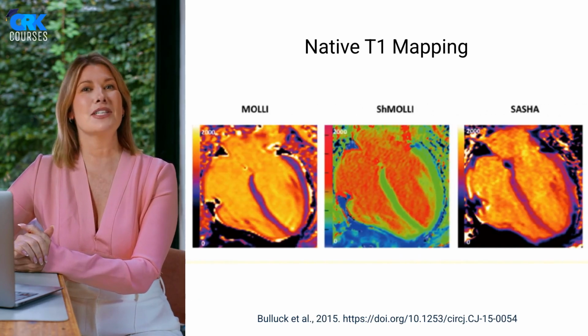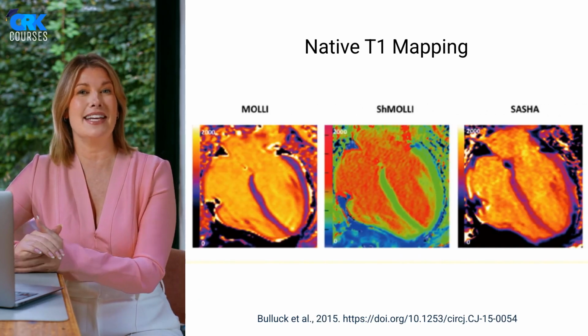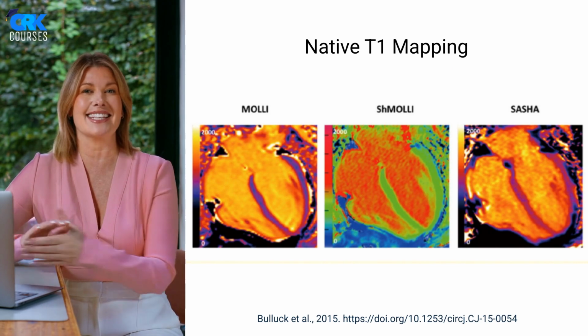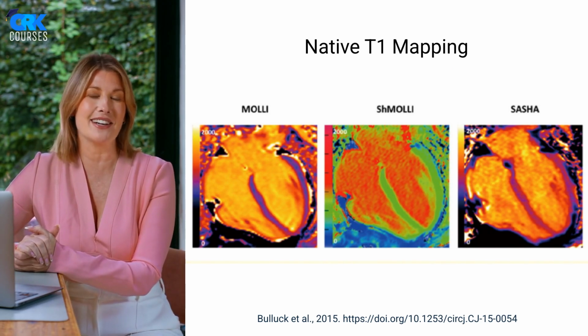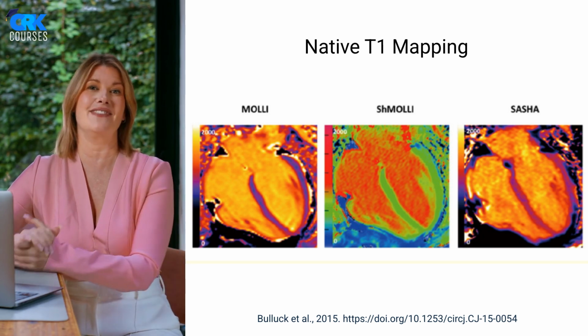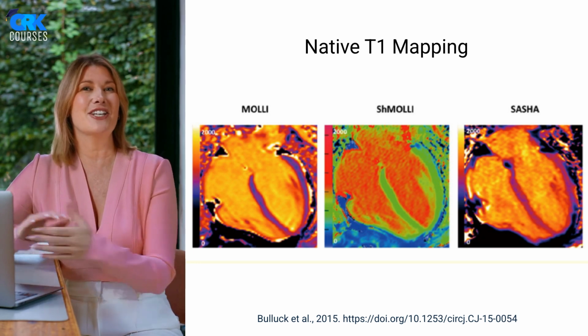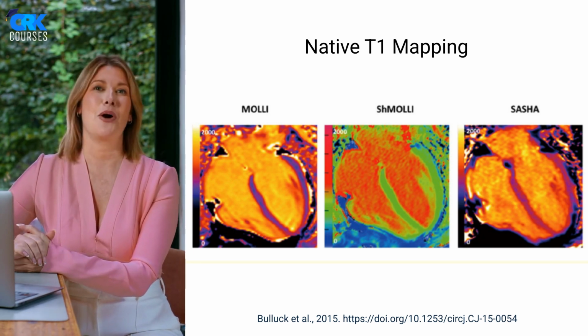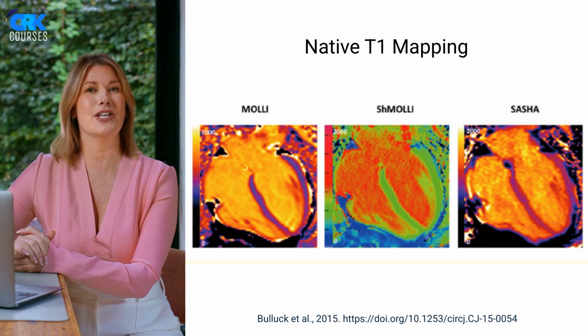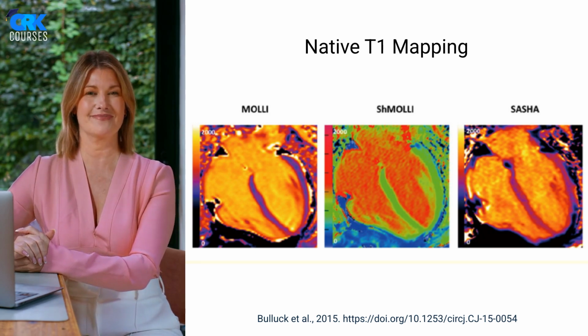The Schmolli sequence, for example, has shown over 90% sensitivity and specificity in detecting cardiac amyloidosis. But keep in mind, native T1 reflects both intra- and extracellular compartments, and it can vary depending on scanner type. So while it's highly sensitive, it's best interpreted alongside other markers.